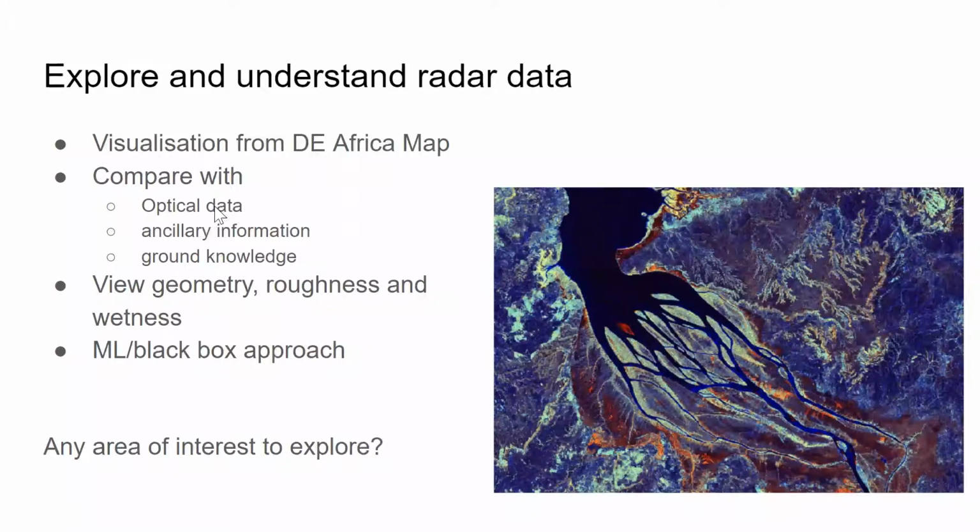For example, the optical data, if you're familiar with the optical data, find an image from a similar time, but in optical, and see if you can link the features you're seeing in radar to optical so that you understand the relationship. Use ancillary information, and ground knowledge is really important as well. If you know what is going on in this area, if you have ground data, then that will really help pin down or understand the radar data set as well.